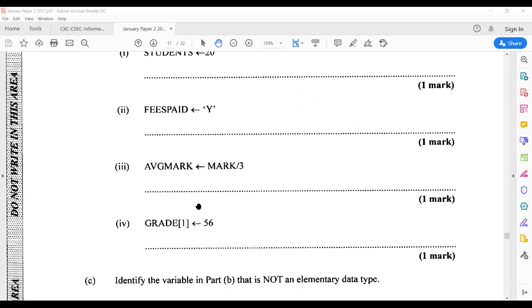What about average mark equals mark divided by three? That's numeric. This one will be real, actually, because if you divide by three, there are most probably going to be some decimal numbers after the decimal point. So it's best to use real for this one. And grade one is assigned 56.